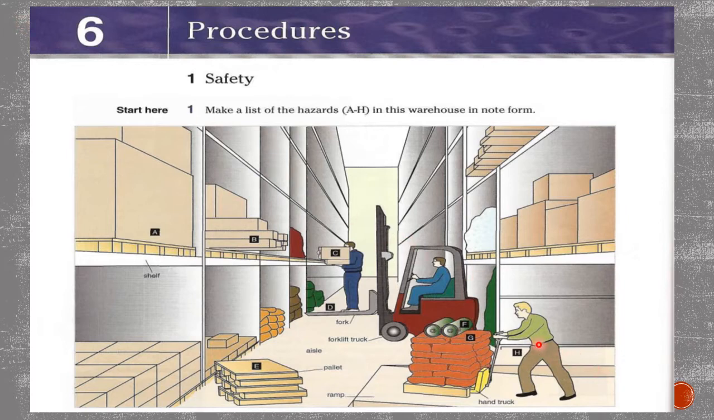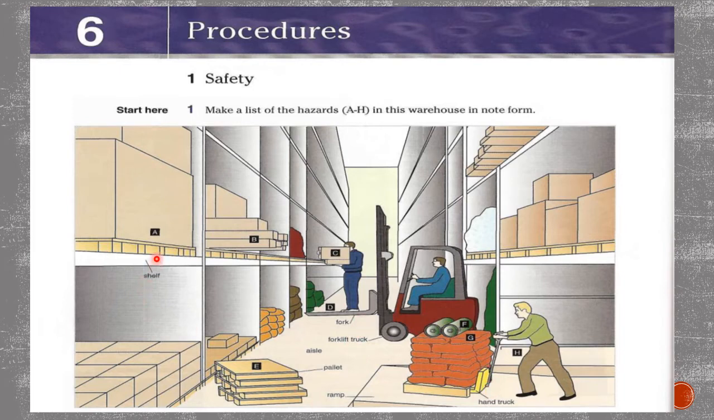Okay. For example, you can say that I can see a man pushing a trolley. You can see a man here driving the forklift. You can see a man here standing at the fork. You can see some boxes. You can see some pallets.